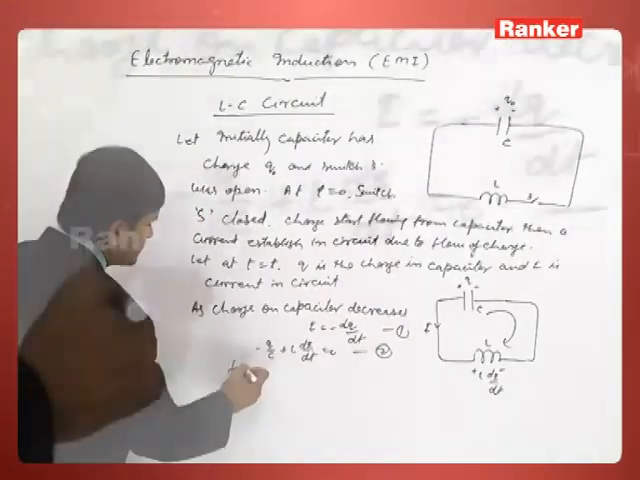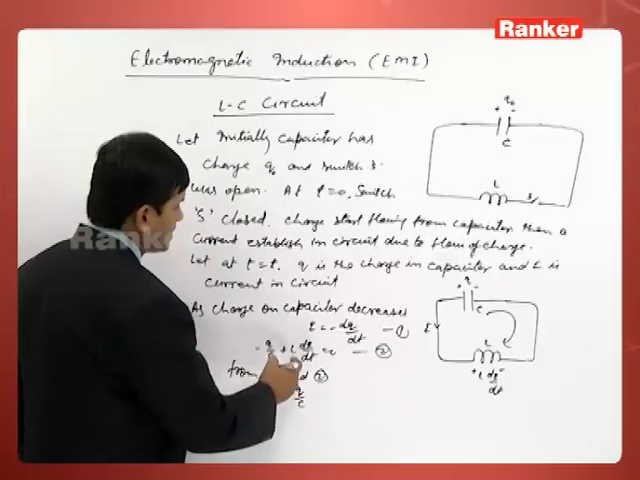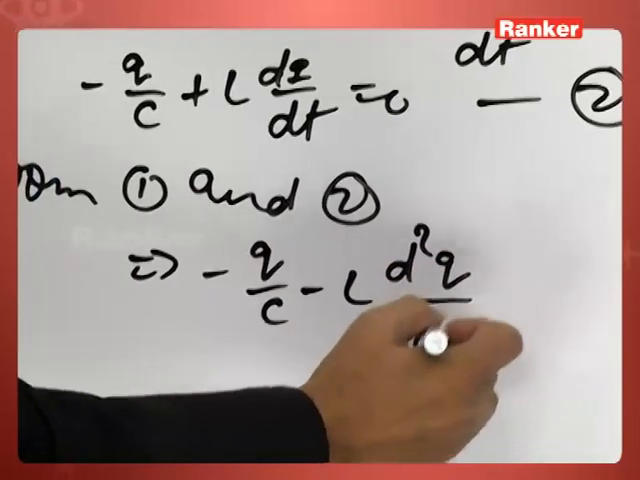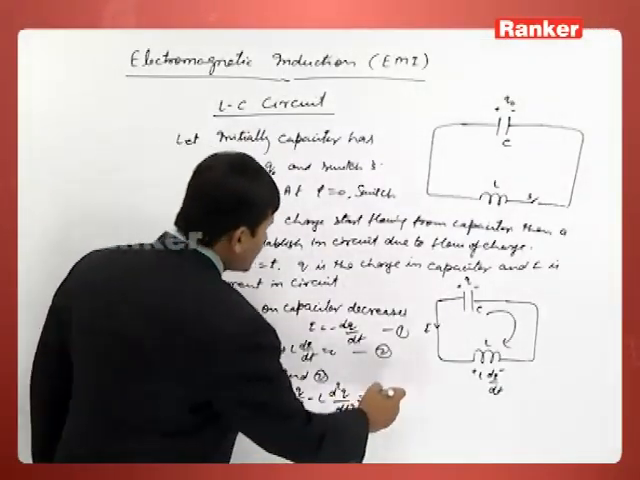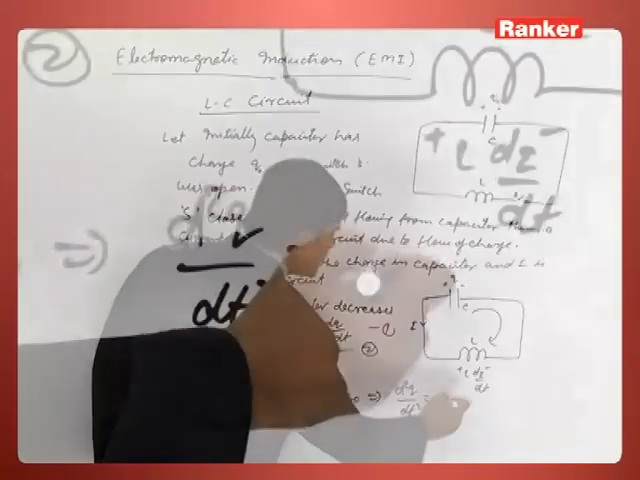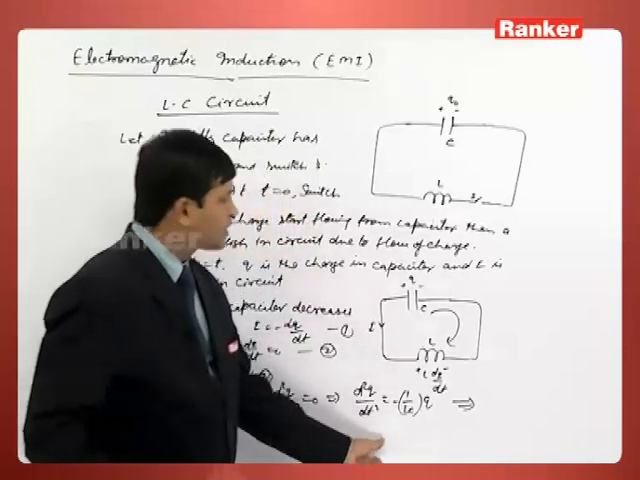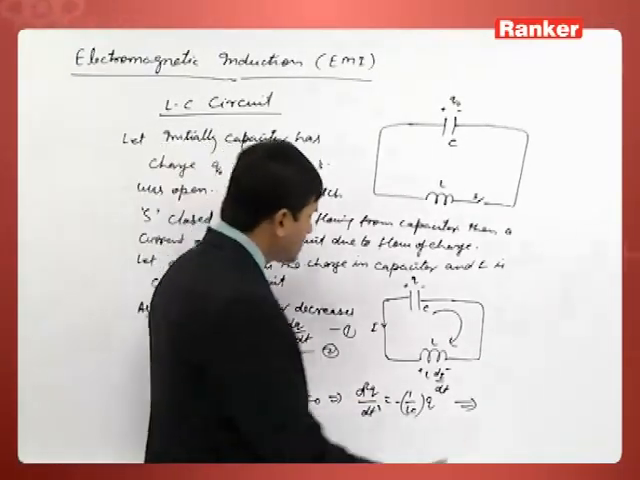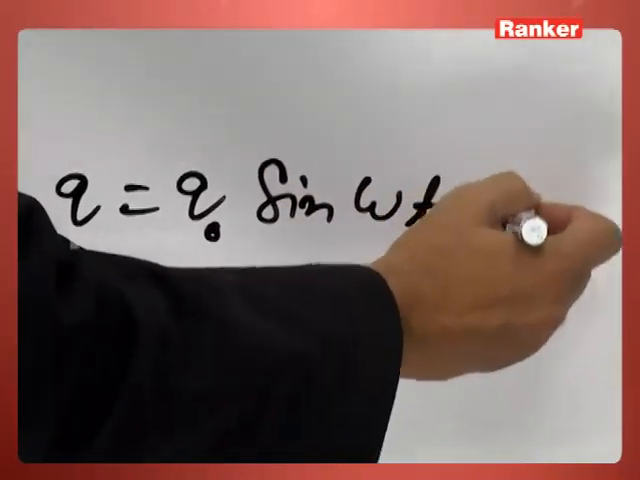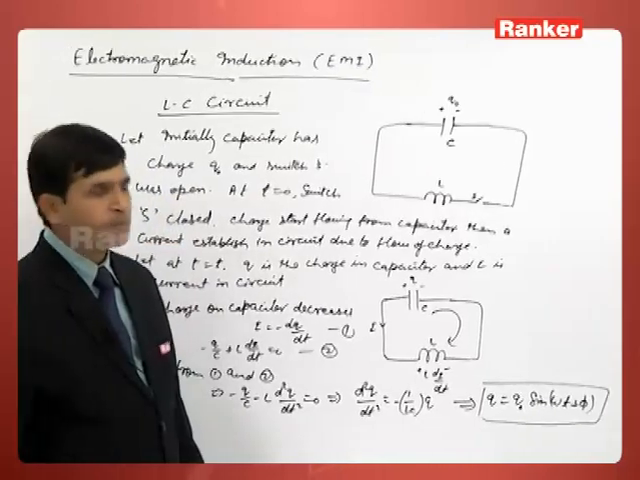Now from the first and second equation, we can write minus q by C minus L d2q by dt square, which is 0. So from here we get the relation d2q by dt square equals minus 1 by LC into q. This is our second order differential equation. After solving this equation, we have q equals Q naught sine omega t plus phi as the solution.